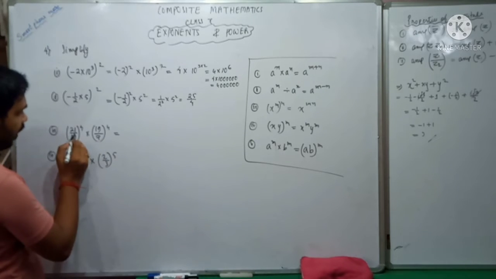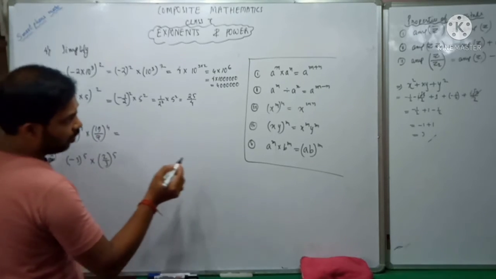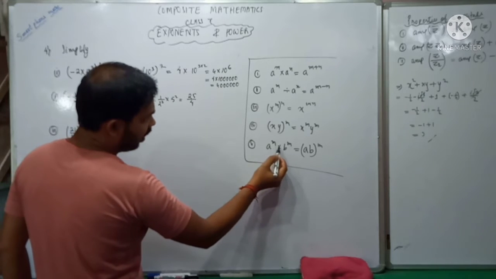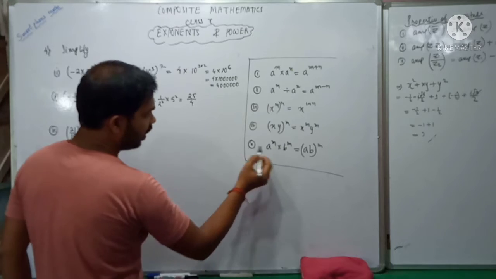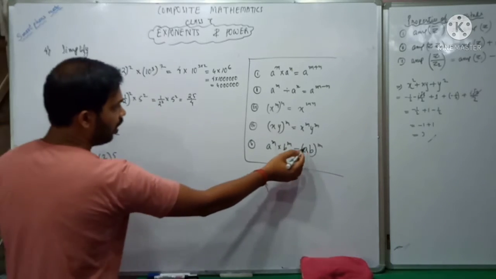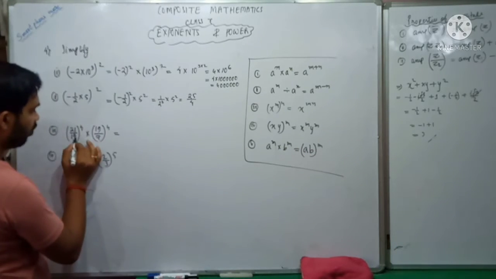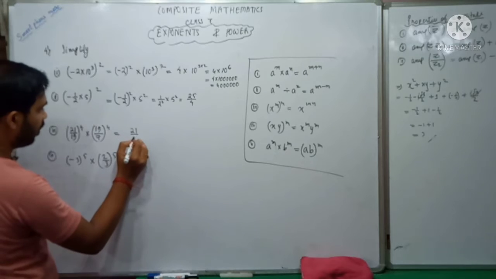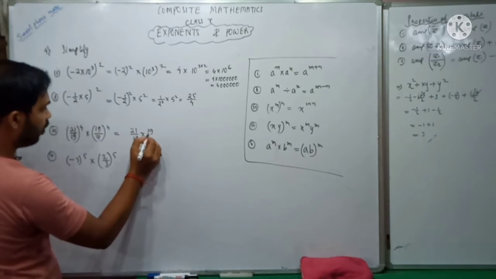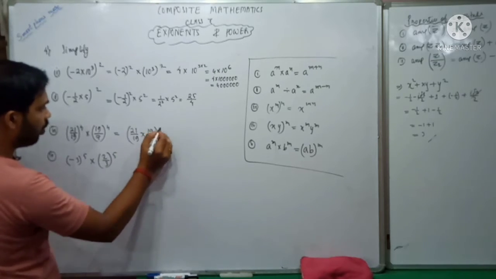See, when bases are different and powers are same, which law do we use? Bases are different and powers are same. Power are same, base are different. Then we will use this law. That means this will be multiplied. So it will be 21 by 19 into 19 by 7 whole power 4.